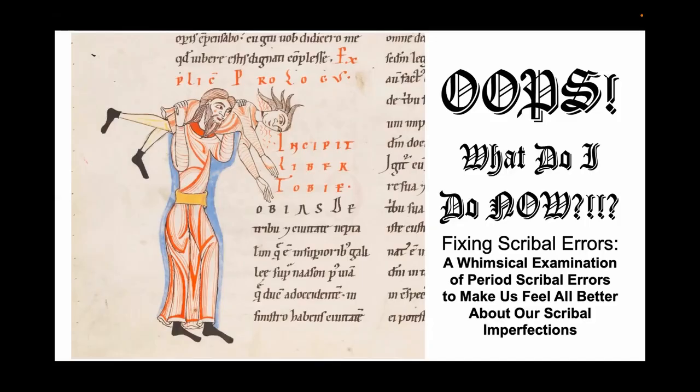So this is the Oops, What Do I Do Now class, fixing scribal errors, a whimsical look at period scribal imperfections. I'm sorry, I have the big window that shows everybody in here covering part of my screen, so I can't move it.